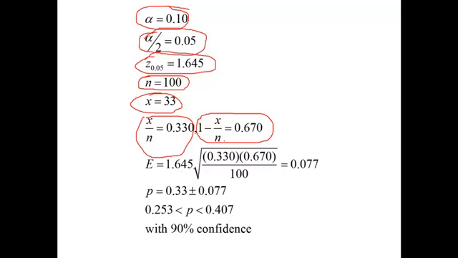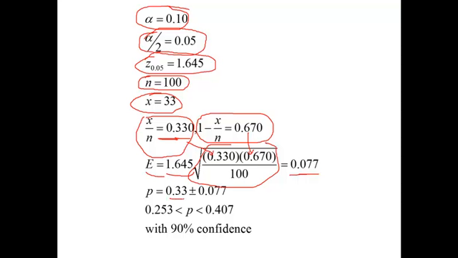And so we make those substitutions into our formula for the standard error of the mean. It's just cleaner if we do it this way. So I've got E equal to 1.64 times this quantity. You do the math, and it's equal to 0.077.